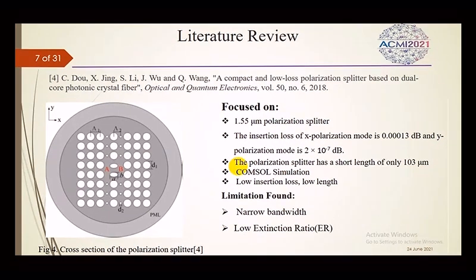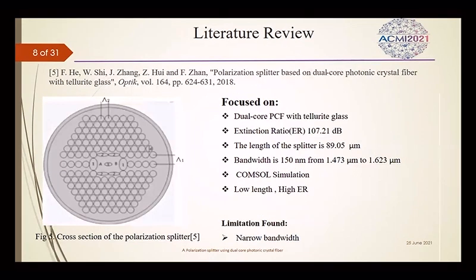In paper 4, they produced a short length splitter with low insertion loss, and the limitation is narrow bandwidth and low extinction ratio. In paper 5, they focused on dual core photonic crystal fiber with telluride glass. Extinction ratio is 107.21 decibel, the splitter length is 89.05 micrometer and the bandwidth is 150 nanometer. The limitation of this splitter is narrow working bandwidth.